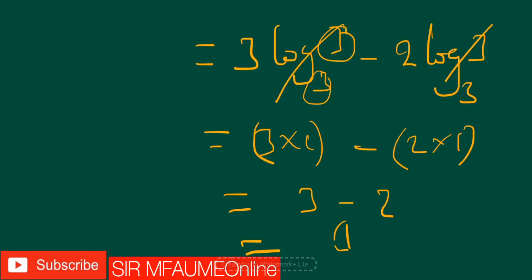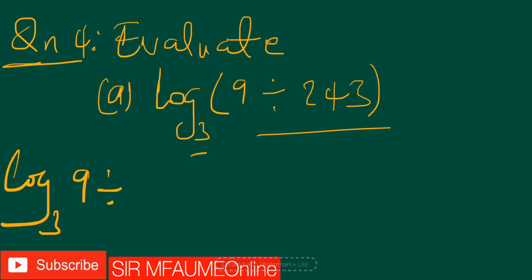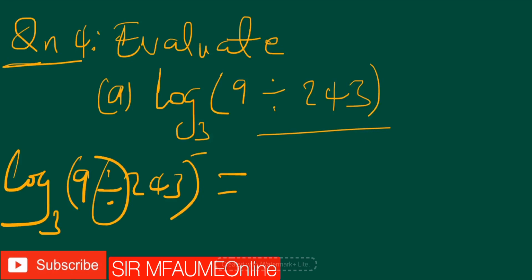Okay, let us continue. Also, we have another question here. We need to evaluate the value of log under base 3 here, 9 divided by this one. Okay, for this one it is as usual. Our question is log under base 3, 9 divided by this one, 243. How about this question? We know that log division will be subtraction according to the laws of logarithm.